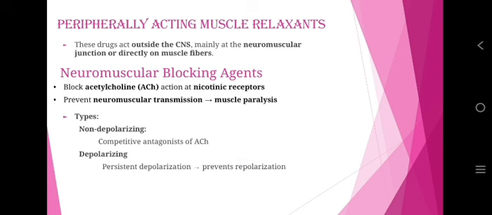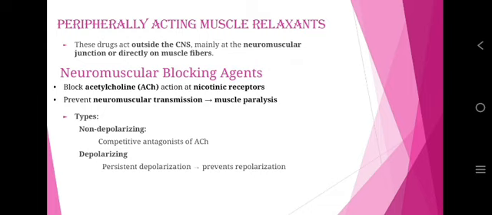And then move on to the peripherally acting muscle relaxant. This peripherally acting skeletal muscle relaxant works outside the CNS, and mainly at the neuromuscular junction or directly on the muscle fibers. Mainly this blocks or works on the neuromuscular junction. And then neuromuscular blocking agents.